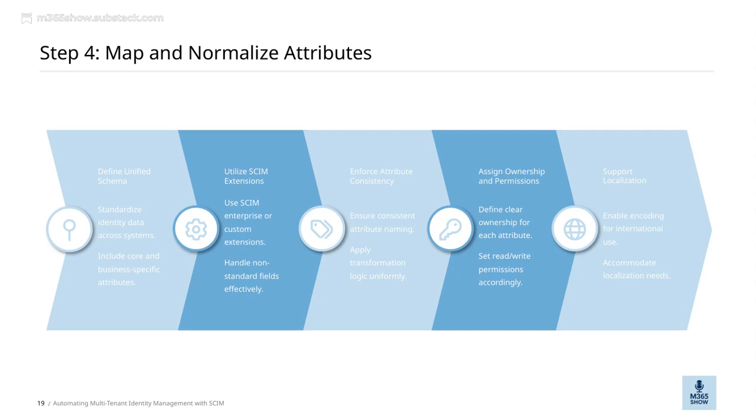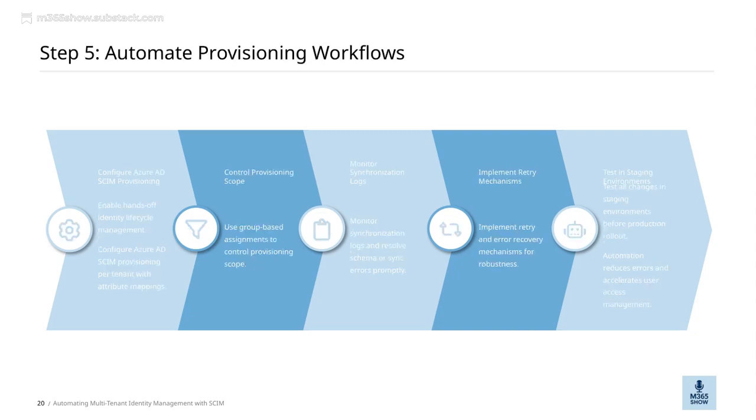We should include core attributes that are common to everyone, as well as business-specific ones that meet unique organizational needs. Putting it all together, this step helps us create a unified, consistent, and flexible identity data model, a foundation for reliable multi-tenant identity management. Now, let's move on to step 5.